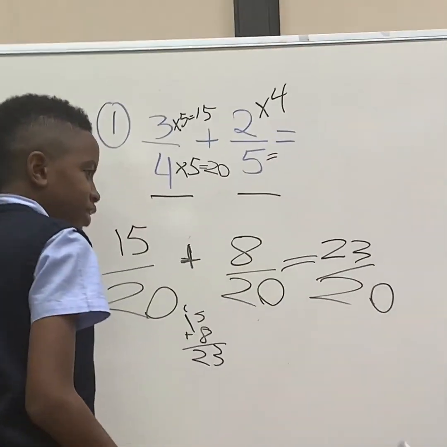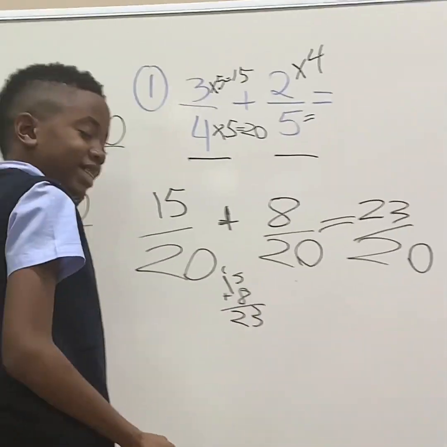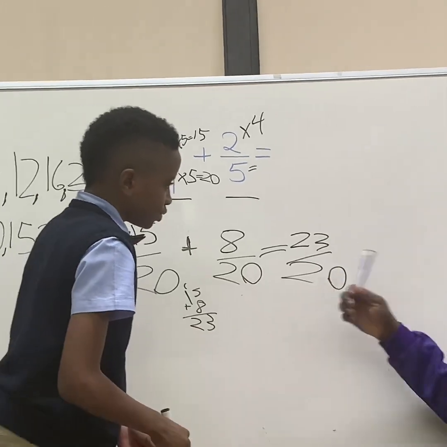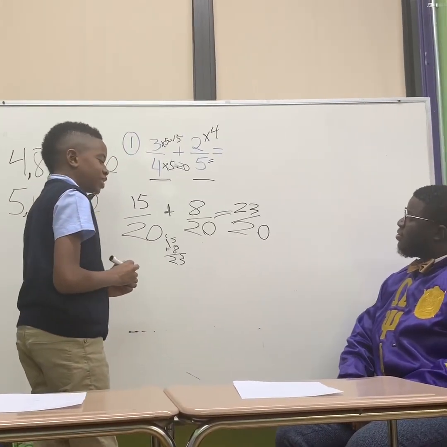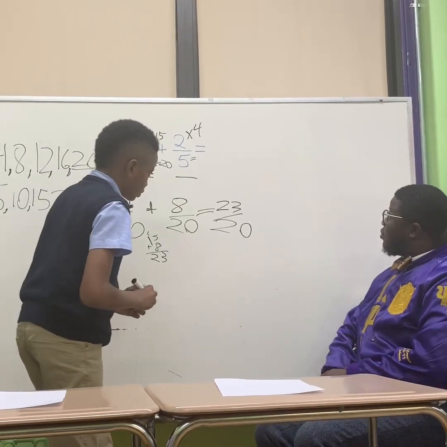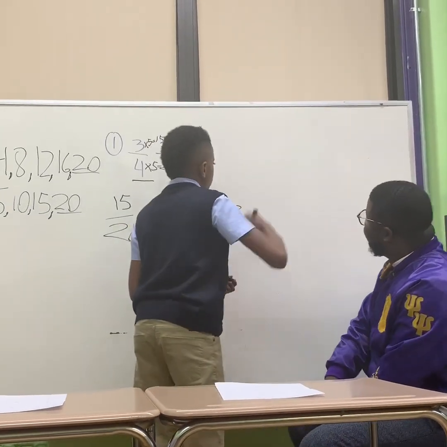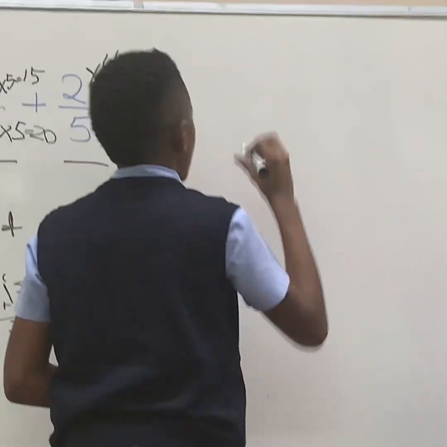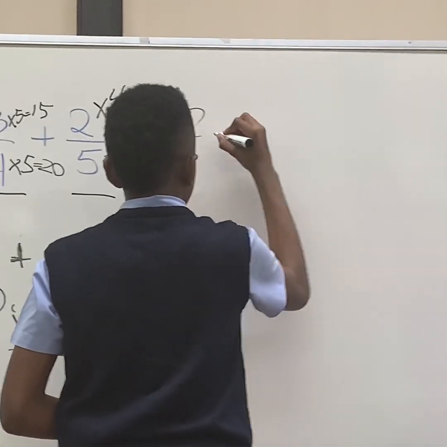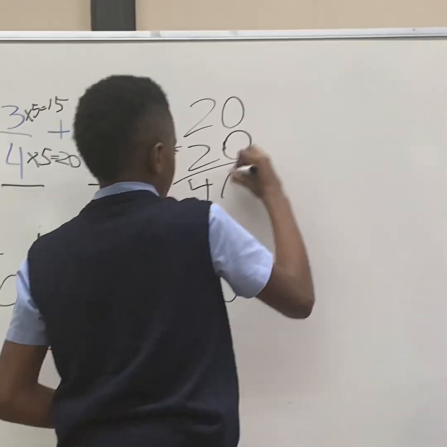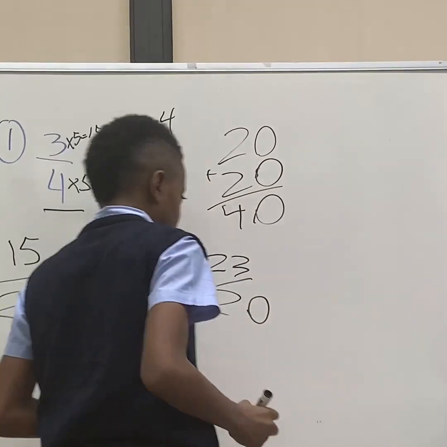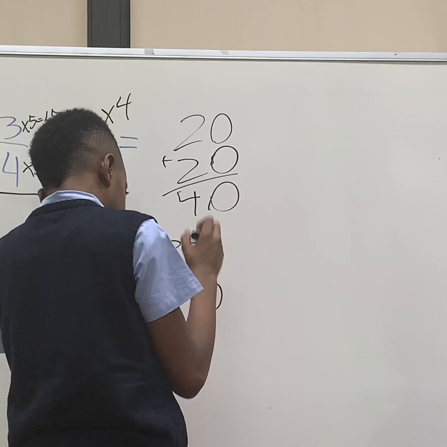But what type of fraction is this, Giovanni? That's an improper fraction. So what do we do when we get an improper fraction? We would have to divide to turn it into a mixed number. Can you show us how to do that, please? So 20 goes into 23 one time, because 20 times 2 would be 40, and that's bigger than 23. So 20 goes into 23 one time.